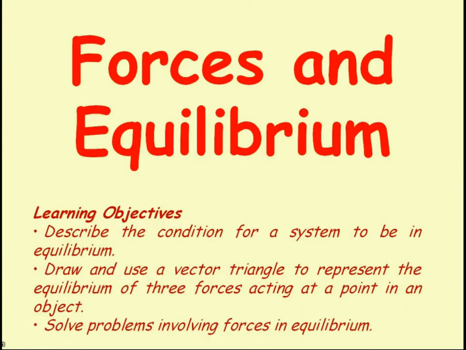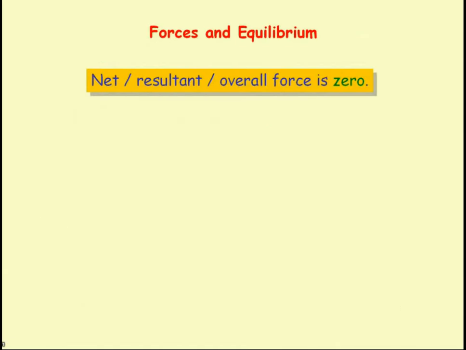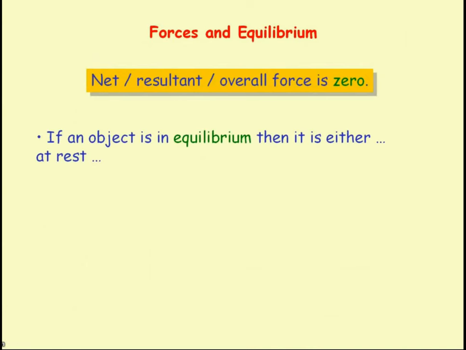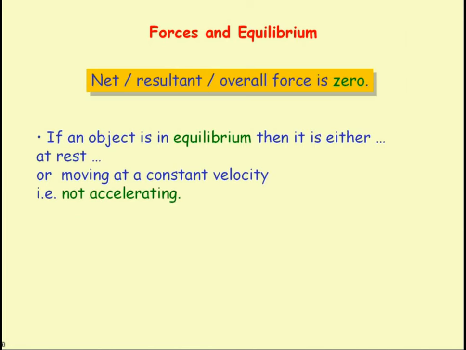So we're looking at forces and equilibrium. When a system is in equilibrium, we say the net force is zero, so the resultant overall force is zero. And this means the object is either at rest or it's moving at a constant velocity. Because from F equals ma, where F is the resultant force, if that equals zero, then the acceleration equals zero. So a system that is in equilibrium is not accelerating.